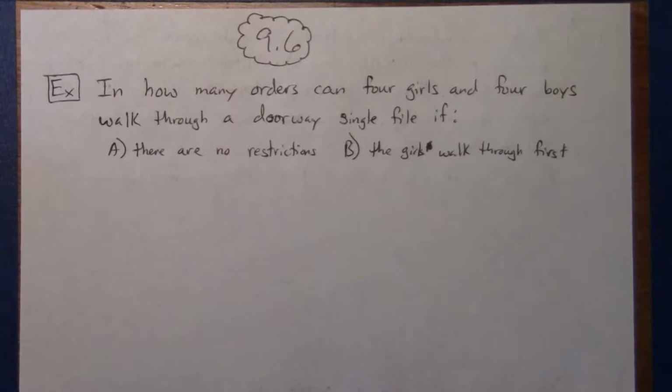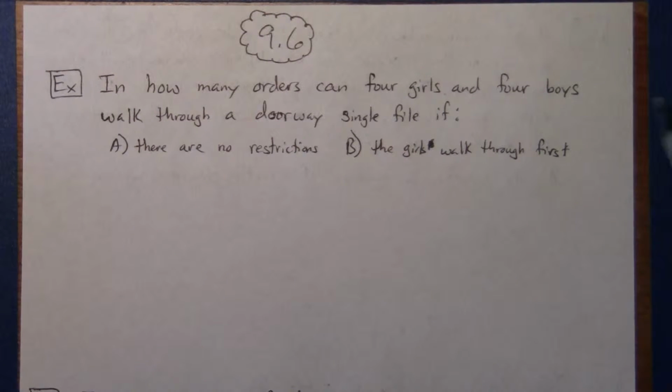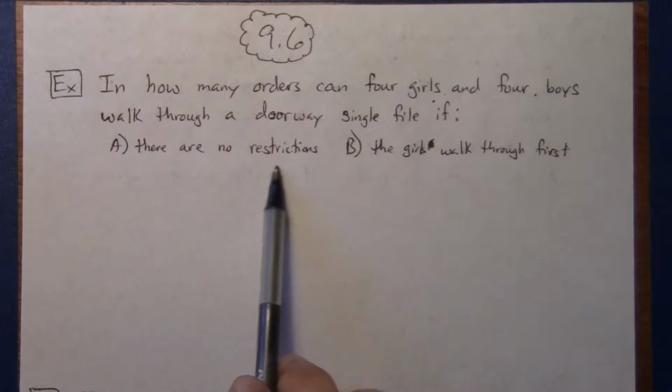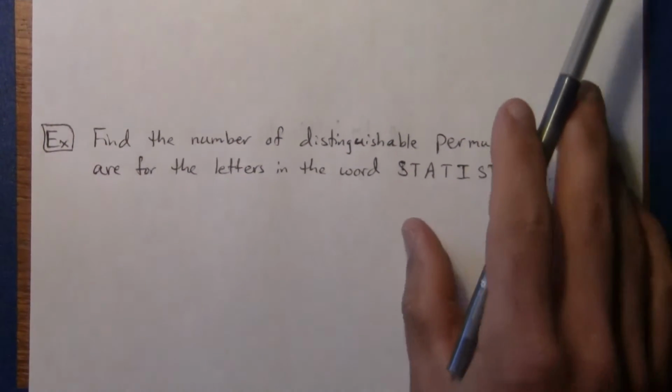Alright, for section 9.6 we start to get into permutations, which eventually is going to lead us to probability. But here are 4 problems to help you out with your homework if you need it. First one's going to be, how many different orders can 4 girls and 4 boys walk through a doorway single file if there are no restrictions, or if the girls walk through first and then the boys follow.